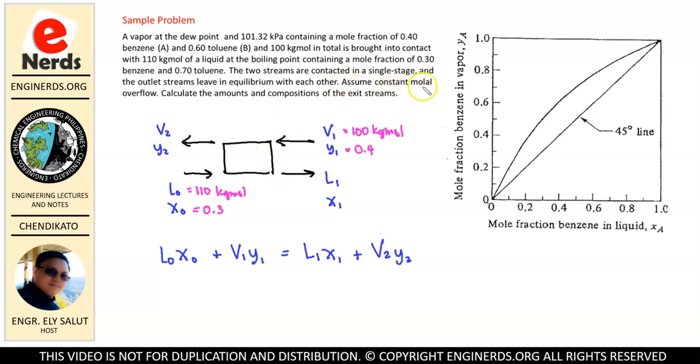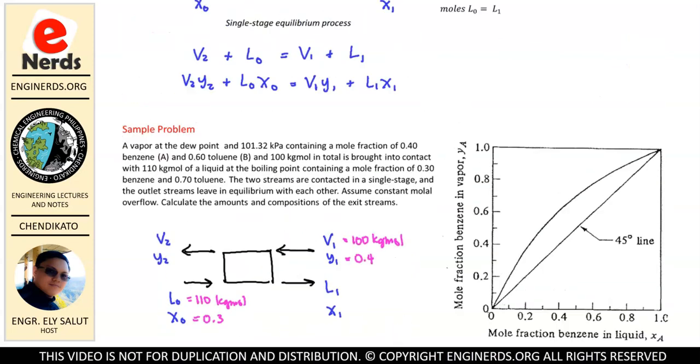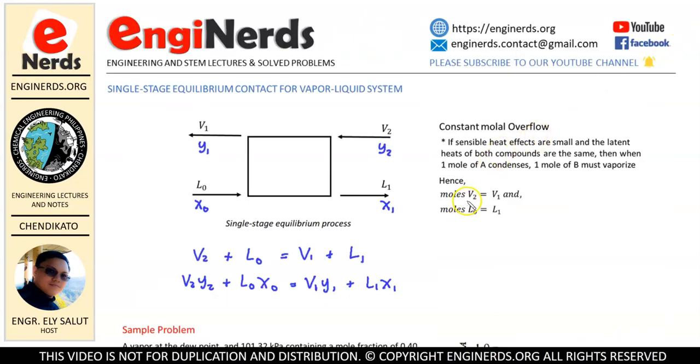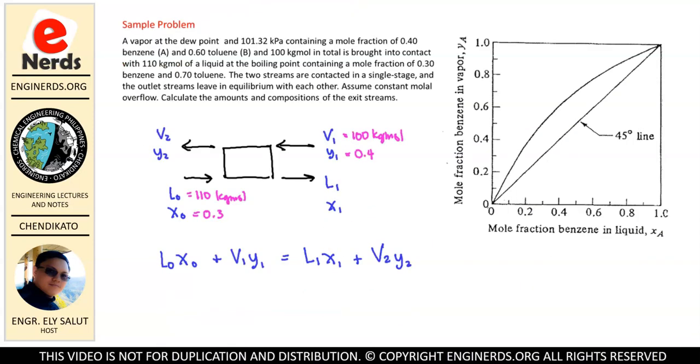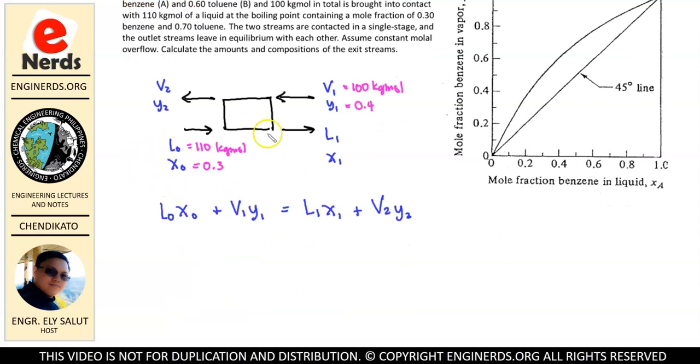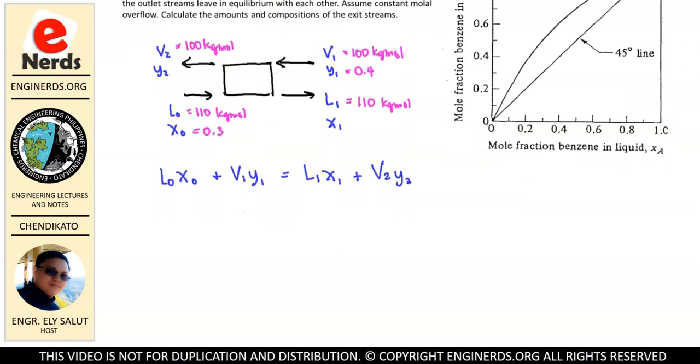Assume constant molal overflow. So, ito yung pinag-usapan natin kanina. Sabi natin, if we have a constant molal overflow, our V2 is equal to V1 and our LO is equal to L1. So, in that case, since LO is equal to L1, that means our L1 is also equal to 110 kilogram mole and our V2 is also equal to 100 kilogram mole. Okay? So, now we can substitute these values dito sa ating equation ng material balance.